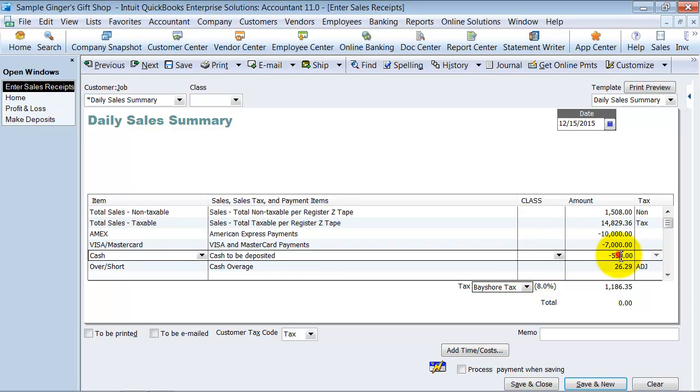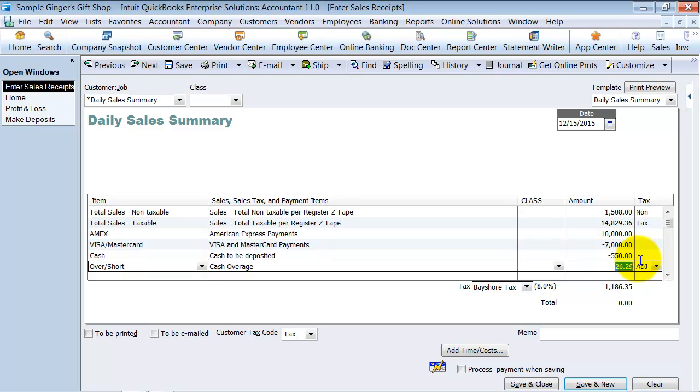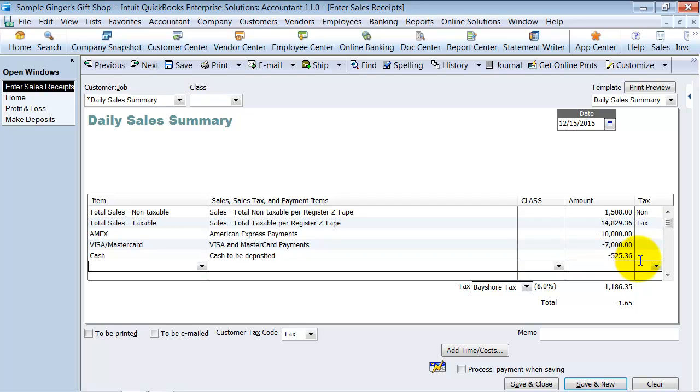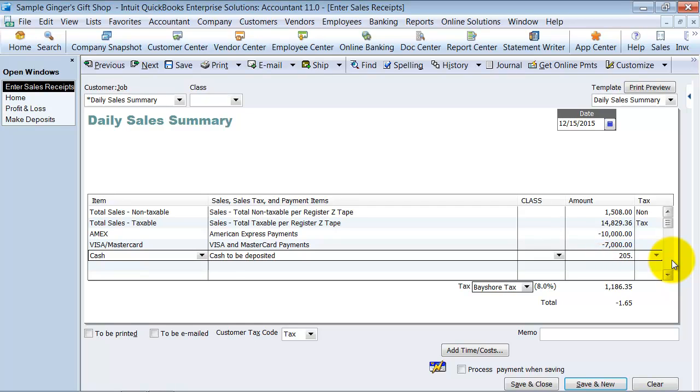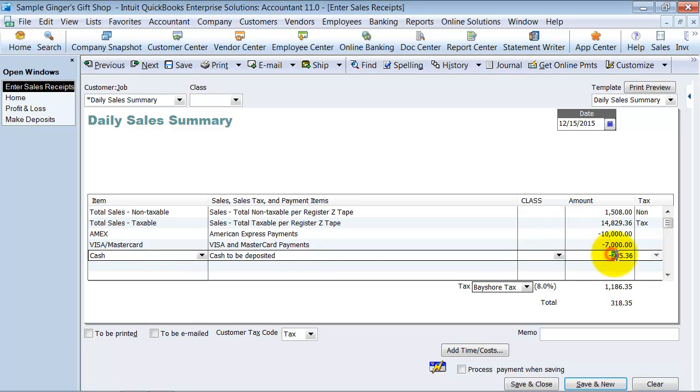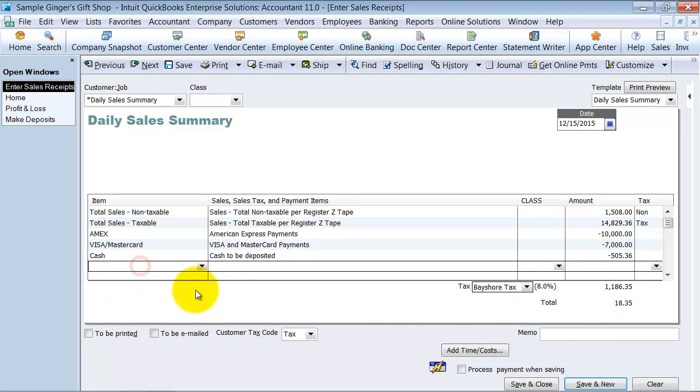Then I'm actually going to leave that open. So then if I come back in here, let's say that instead of $550, we received, let me delete this line item here, $505.36. Okay. There we go. Now we have our over and short as $18.35. Okay. We want to make sure that we put that as a negative because we're actually short on this one.